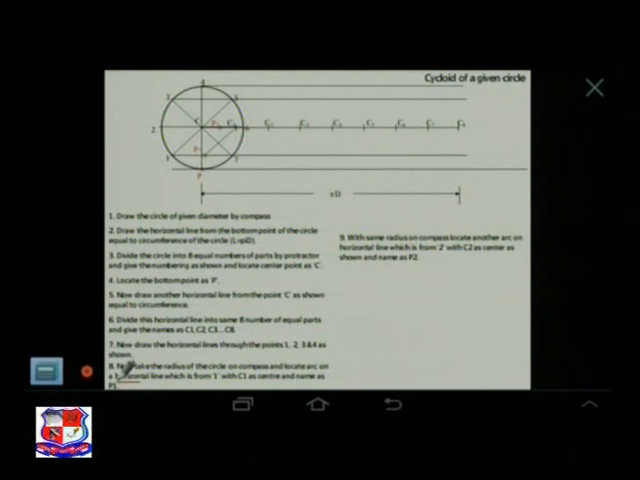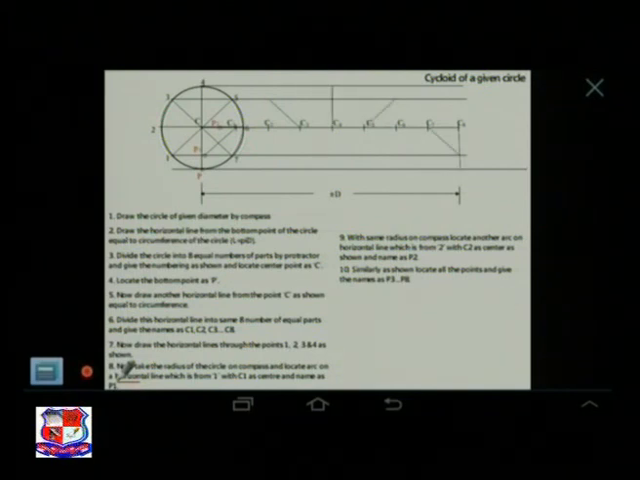Next, similarly, we need to take the C3 point as center and locate the point on the line drawn from 3. Similarly we take C4 as center and locate the point on the line drawn from 4. Like that we need to continue the procedure until we get the P8 points, P1, P2, P3 up to P8. Listen here, I'm drawing.